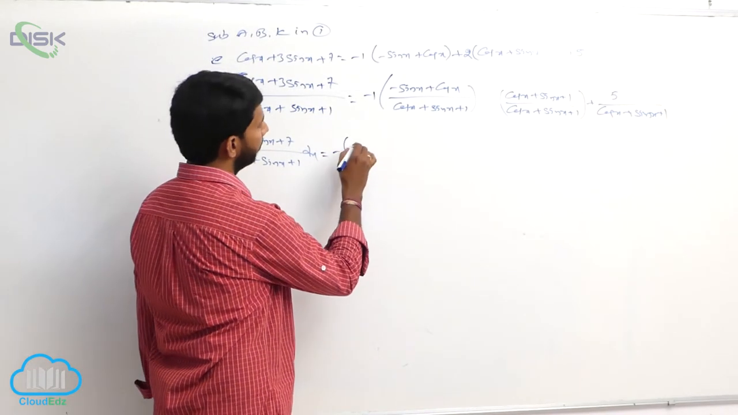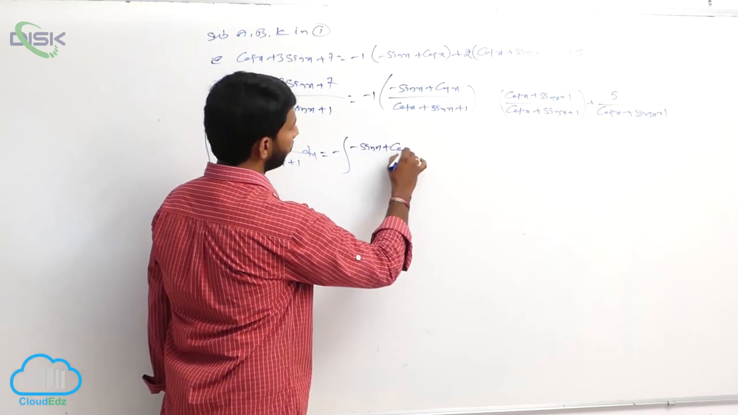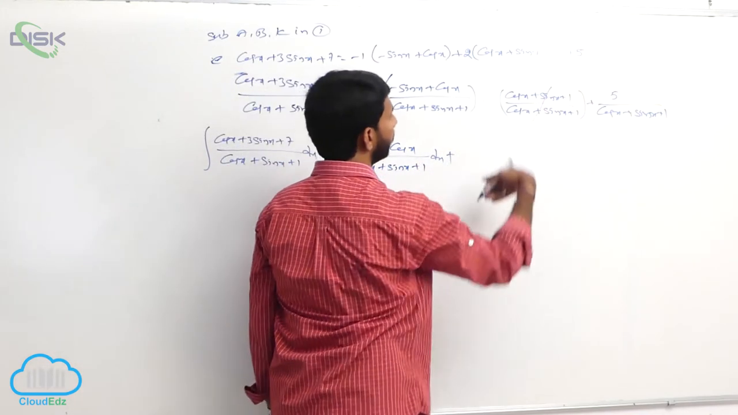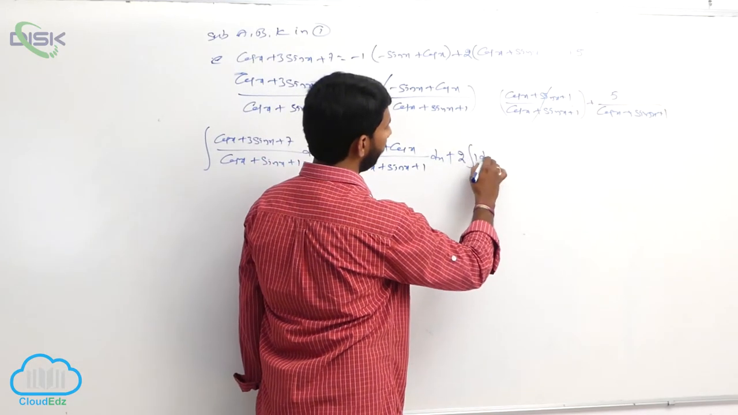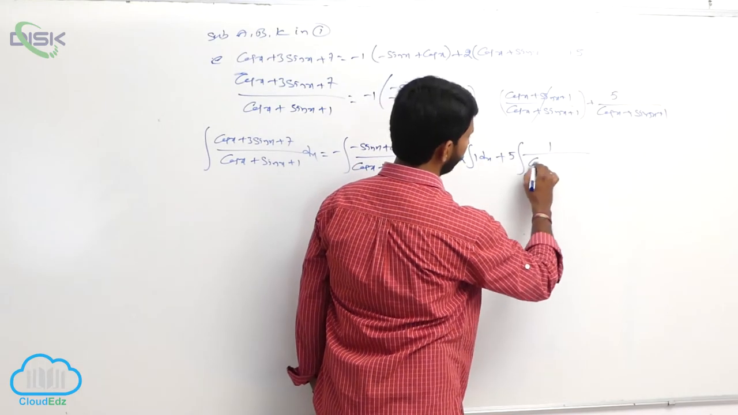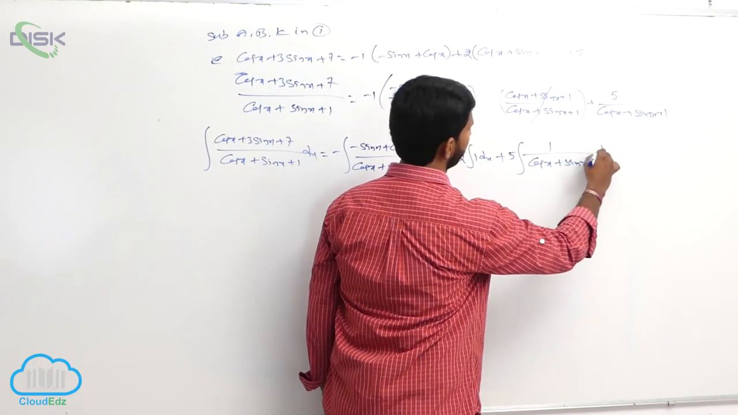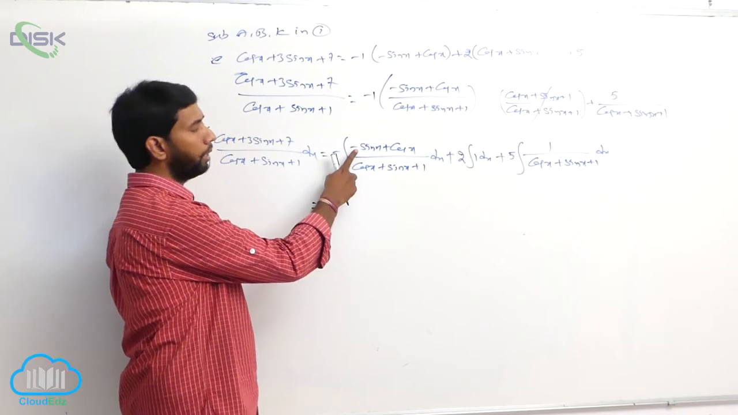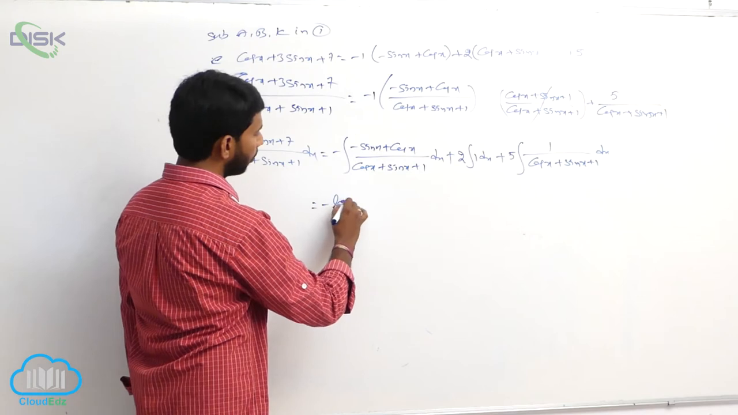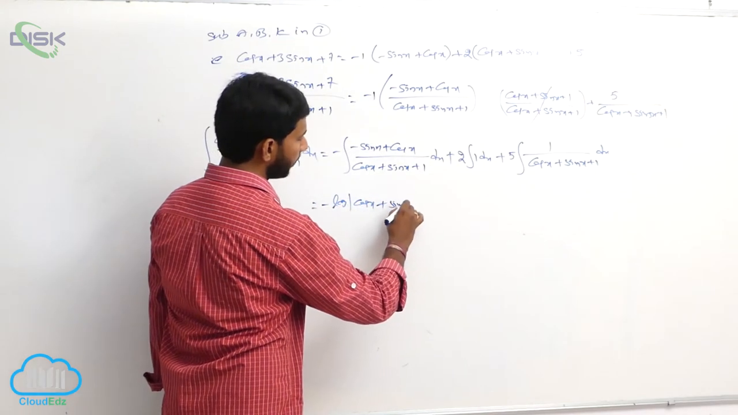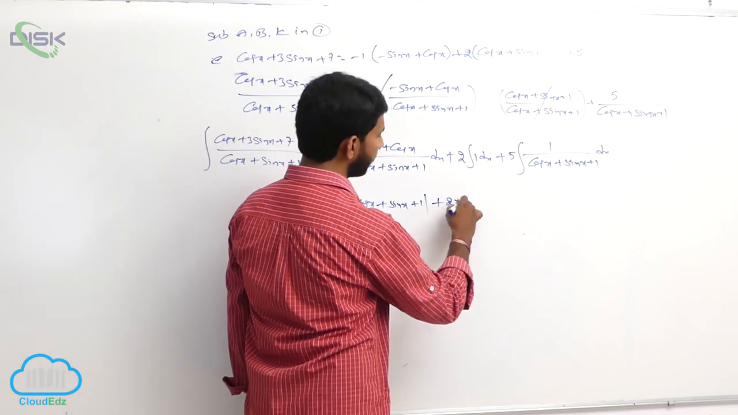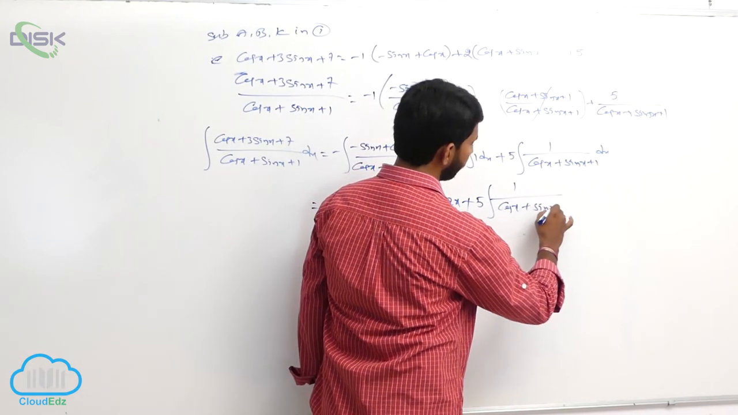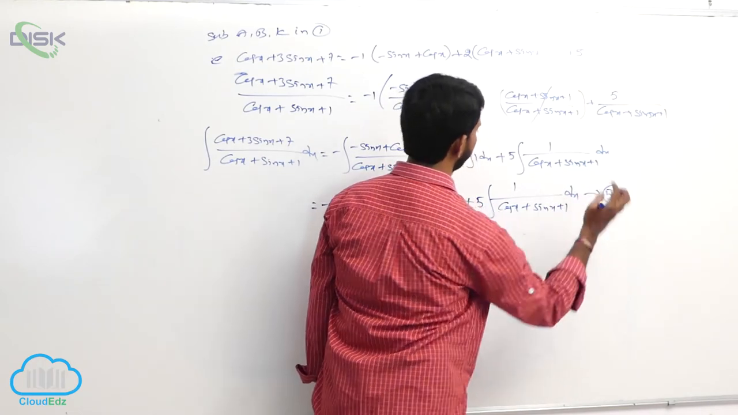minus 1 is constant, so minus integral of (minus sin x plus cos x) by (cos x plus sin x plus 1) dx. Numerator and denominator cancel, plus 2 integral of 1 dx, plus 5 integral of 1 by (cos x plus sin x plus 1) dx. Here in the first term, the denominator's derivative is the numerator, that is integral of f dash x by f of x, which is log mod f of x, minus log mod of cos x plus sin x plus 1, plus integral of 1 dx is x, plus 2x, plus 5 into integral of 1 by (cos x plus sin x plus 1) dx.